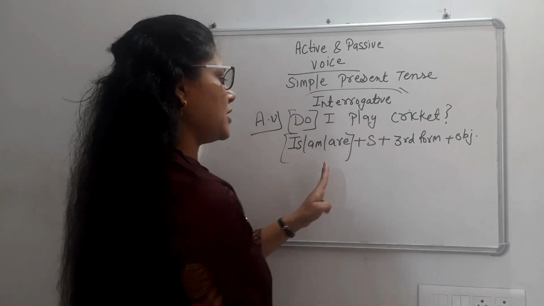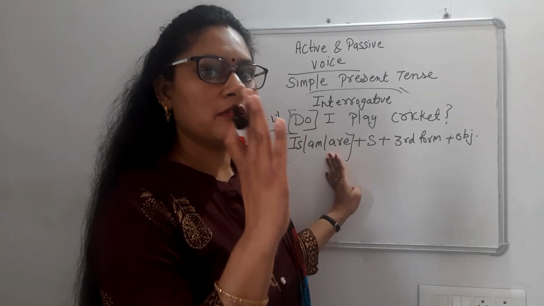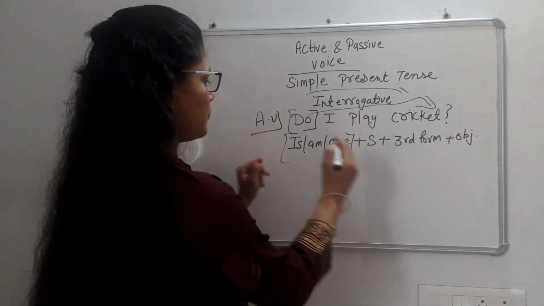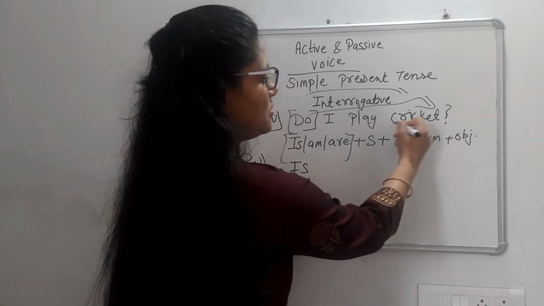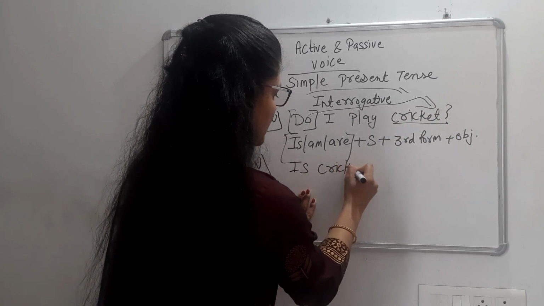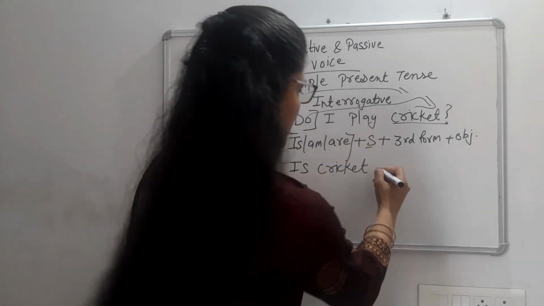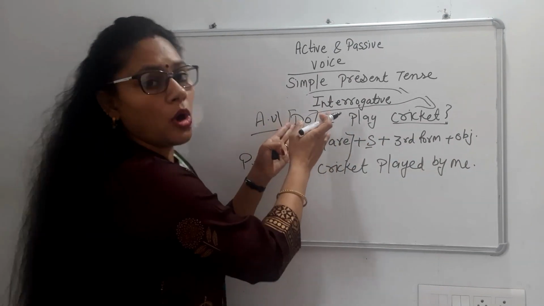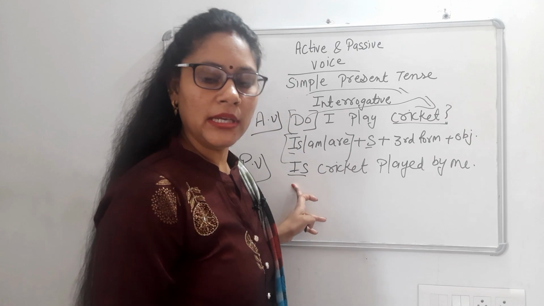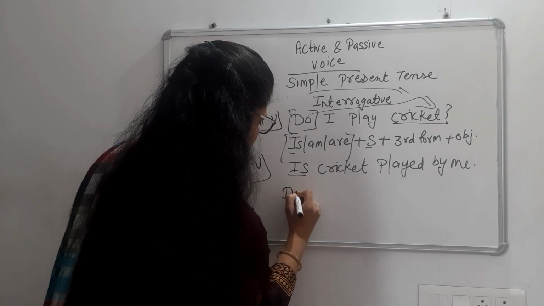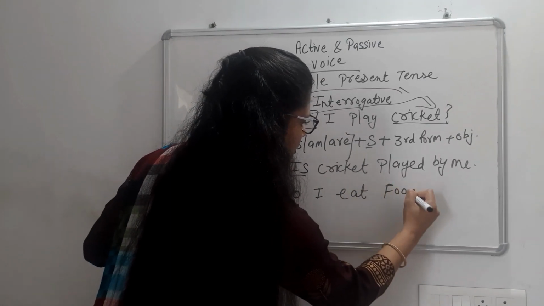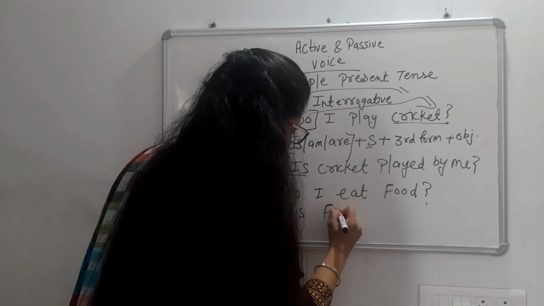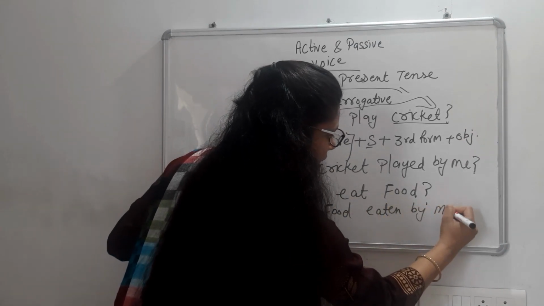When we change this interrogative sentence into passive voice, it starts with the helping verb. So here do is given, and this will be changed according to this object. So is, then the object, which is the subject here, cricket, then the third form of the verb, played by, and I will be changed into me, and this helping verb we have already changed here with is. Now the second example, do I eat food? The same structure we have to follow: is food eaten by me, and it ends with a question mark.